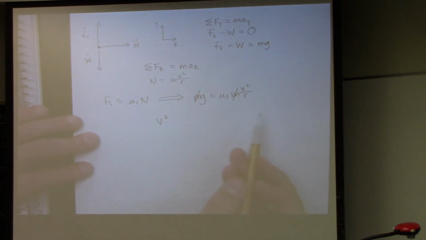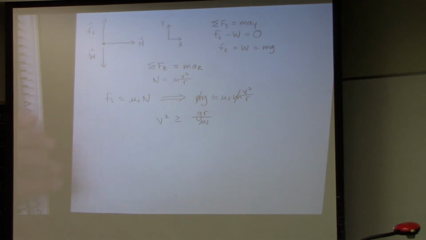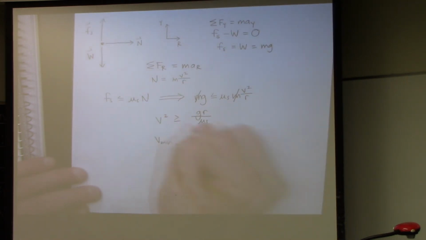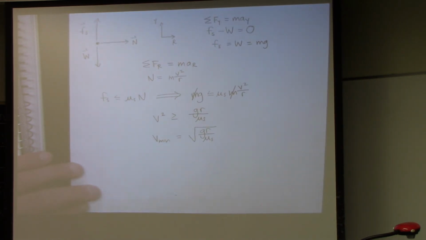And the way we're going to solve for v is by multiplying through on both sides by r, dividing on both sides by mu s. So we're going to get v squared is greater than or equal to g times r divided by mu s. That's what has to hold true if you're going to drive on this vertical curve. Okay? So the minimum speed you have to be going to do this, because v is greater than or equal to something, there's a minimum value to make this possible. It's going to be the square root of g times r divided by mu s. So that's our minimum speed to take the turn this way.